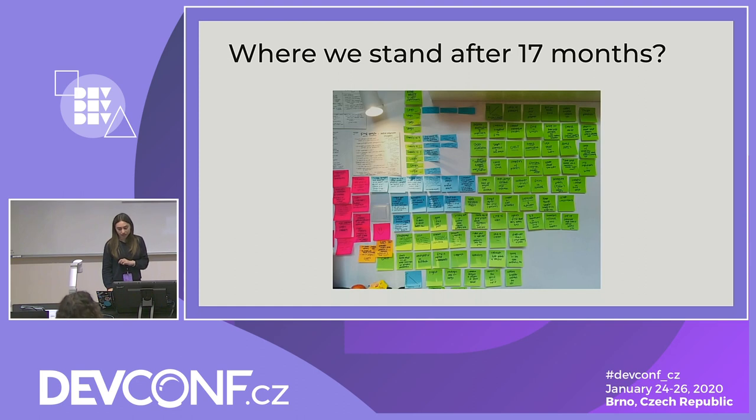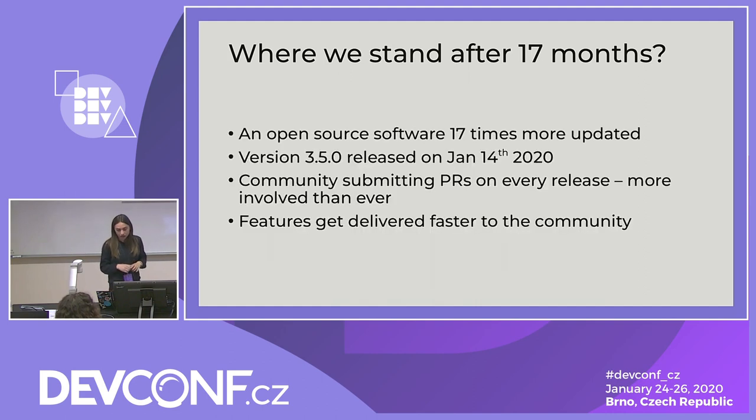So where we stand after 17 months of working that way, we have software which is 17 times more updated now. 17 times updated does not mean that only 17 features have been implemented. It's more than that. We are currently on version 3.5.0, which was released only 10 days ago. We have community members submitting pull requests on every release, and I'm very happy and proud to announce that on every single release, there has been at least one community contribution.